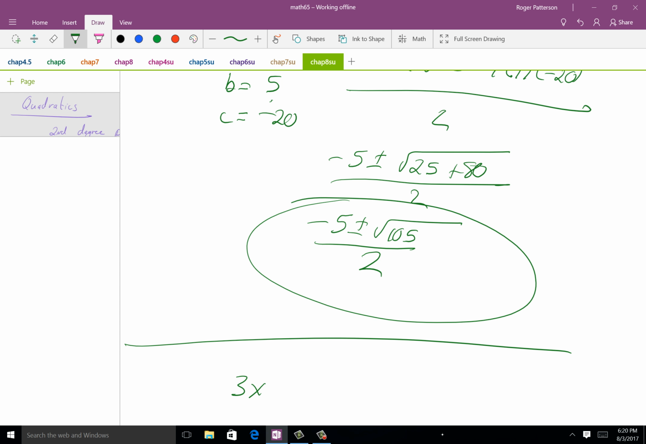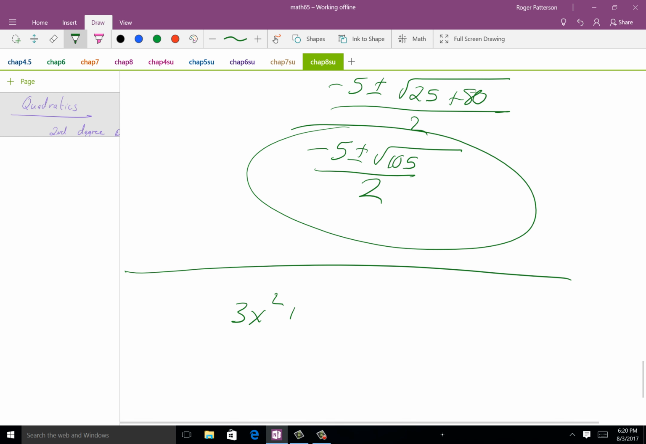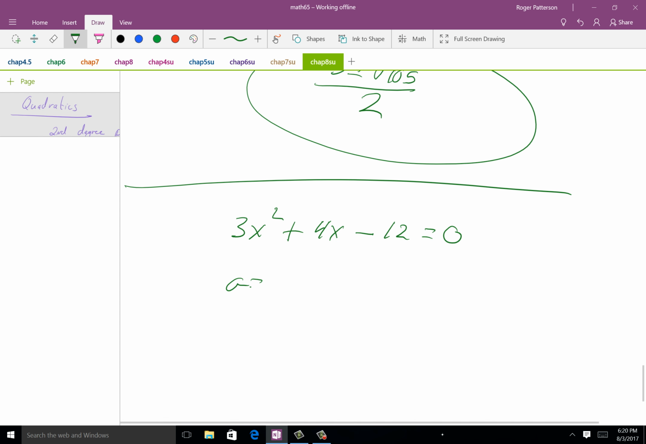Let's put a number out in front because we know we've seen some of these. Okay, so what's A equal to? B is 4 and C is 12, right? So here's a quadratic formula.